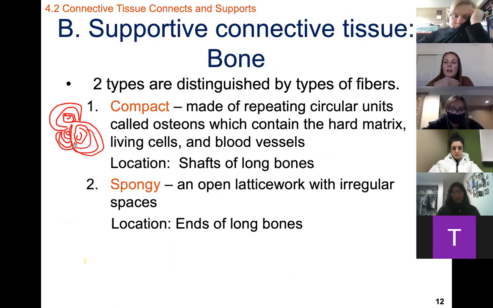These make up the shafts of the long bone. The ends of your bone are made up of this spongy lattice work with irregular spaces. This makes up the ends of the long bone. So not only do we have cartilage on the end of our long bone, we have this spongy lattice work, so kind of intertwined and web-like, and it gives us the ability to have some compression, okay?